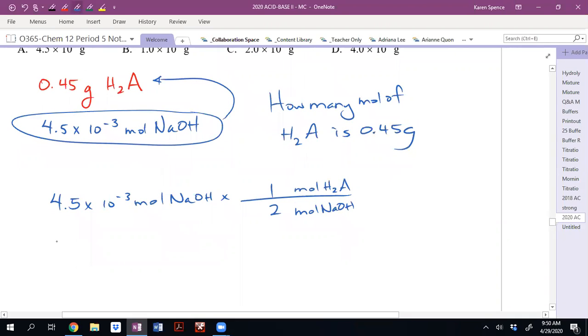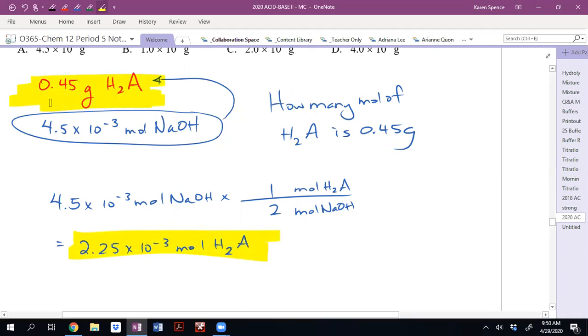And we get 4.5 times 10 to the minus 3 divided by 2 is 2.25 times 10 to the minus 3 moles of H2A. And that is how many moles weighs 0.45 grams.